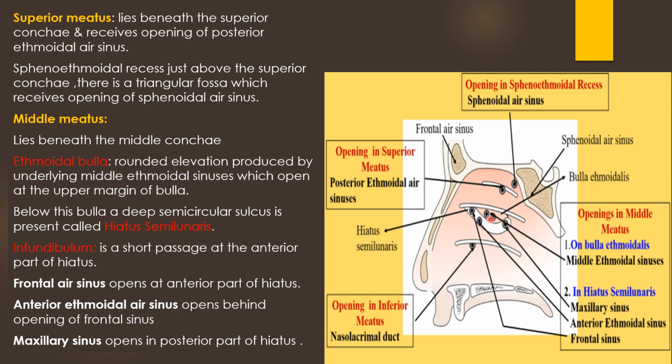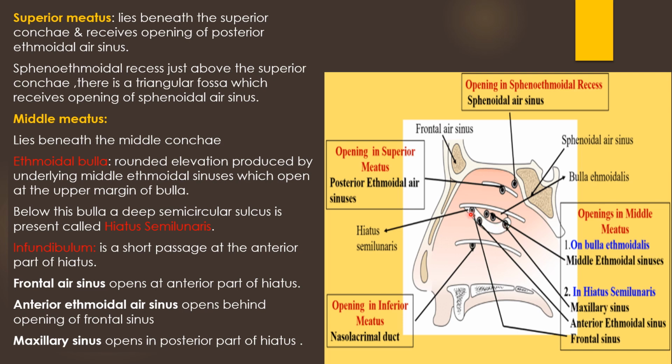Then beneath the bulla, we have a deep semicircular sulcus. This sulcus you can see over here is known as hiatus semilunaris. This hiatus semilunaris has an anterior part which is known as infundibulum, and that receives the frontal air sinus. Then in the middle part, the anterior ethmoidal air sinuses open just behind the frontal sinus, and the maxillary sinus opens into the posterior part of the hiatus.